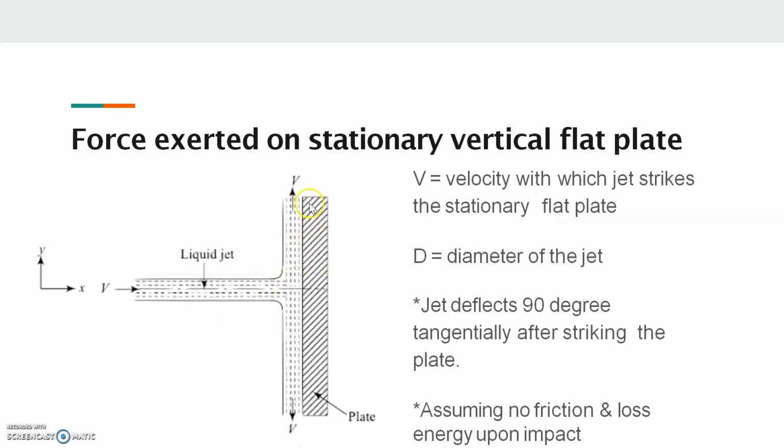As shown in the figure, you can see the flat plate here and the liquid jet approaching the flat plate with a velocity v. Let d be the diameter of the liquid jet. Now, when the liquid jet comes and strikes the plate, the jet gets deflected through 90 degrees, and as you can see, once it gets deflected through 90 degrees, it will be going tangentially to the plate.